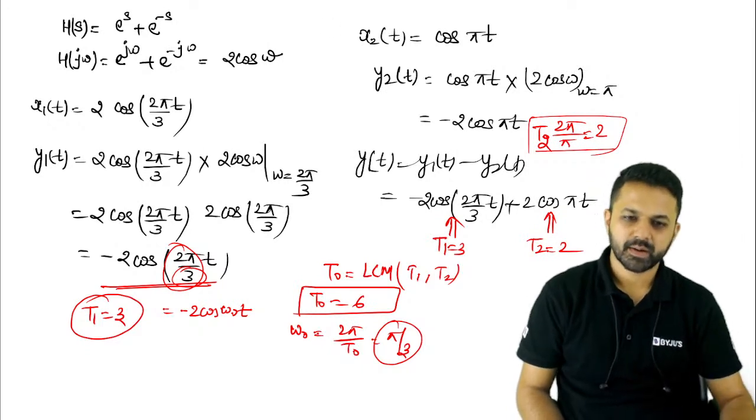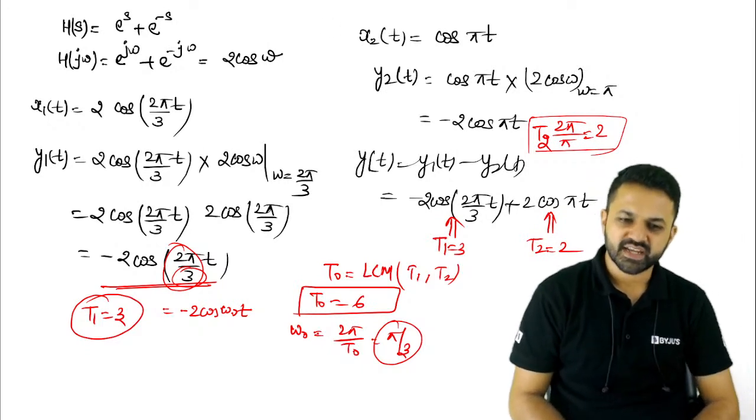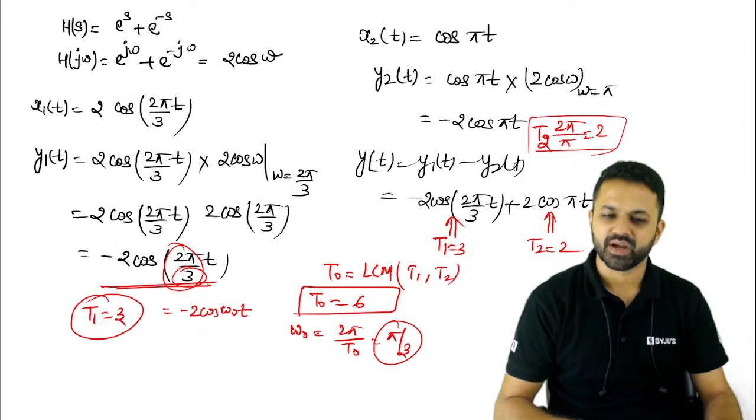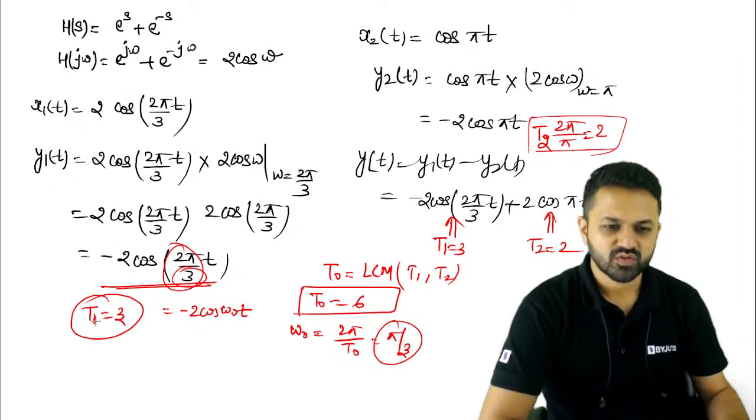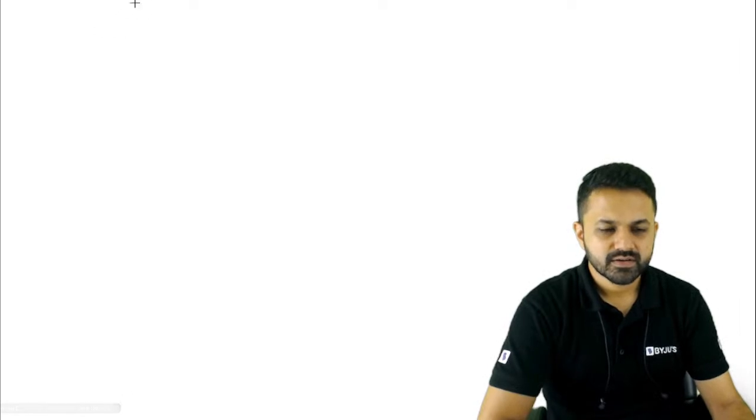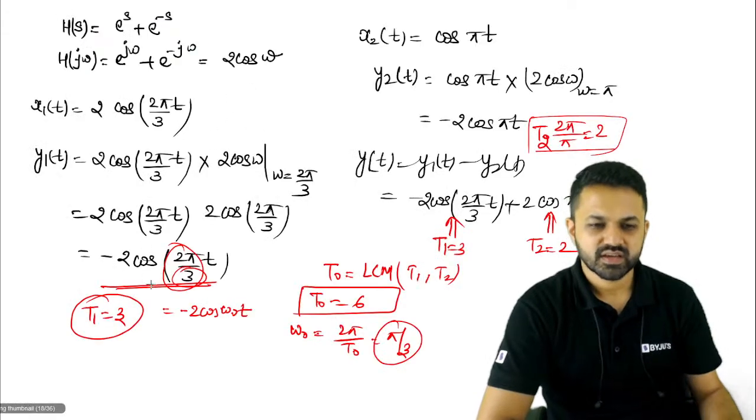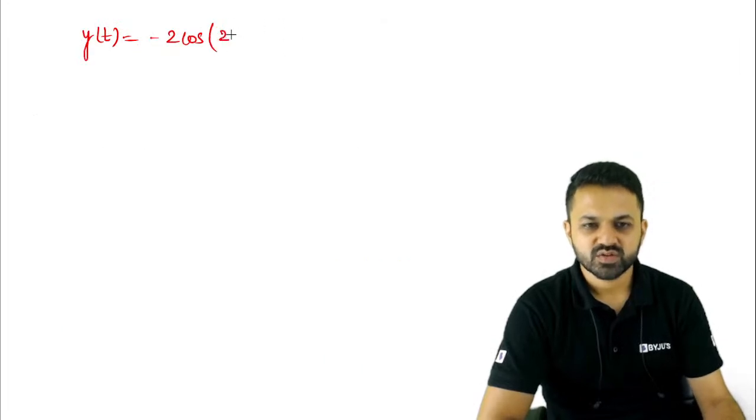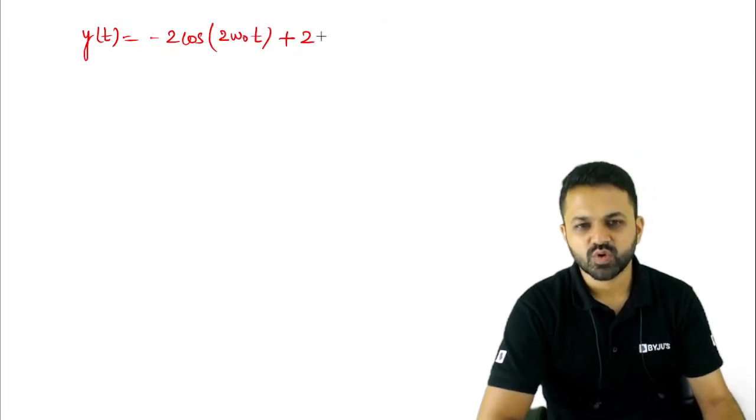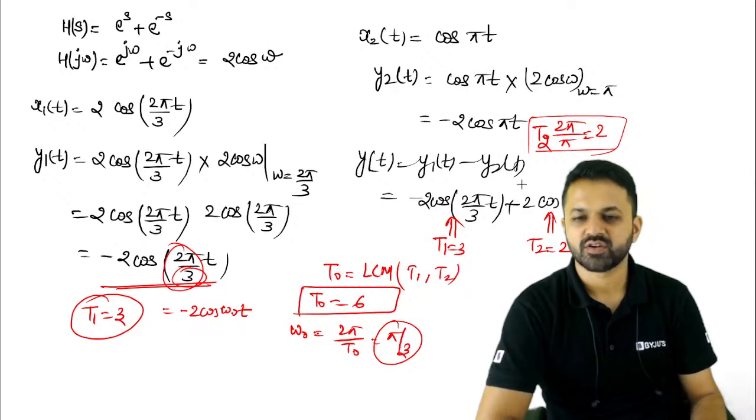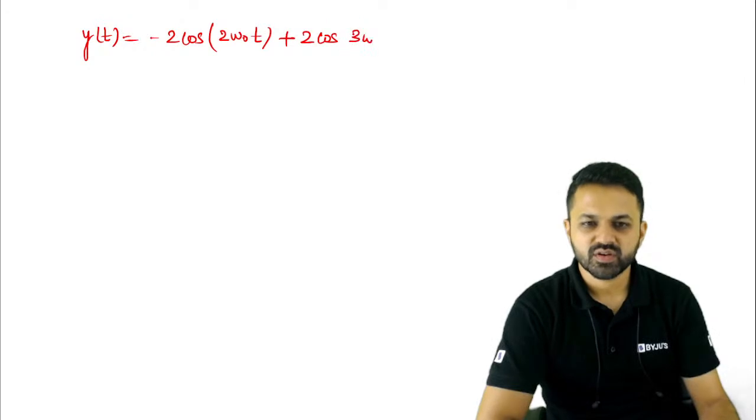Are you getting this point? Once you get it, you can write it as minus 2 cos 2 omega naught t and 3 omega naught t. Now you can write y(t) is equal to minus 2 cos 2 omega naught t plus 2 cos 3 omega naught t. Here the pi by 3 is the omega naught, so it is 2 omega naught t, and here we have 3 omega naught t.